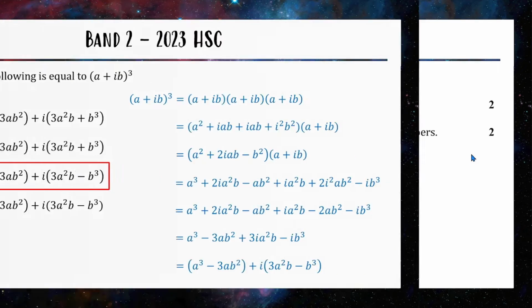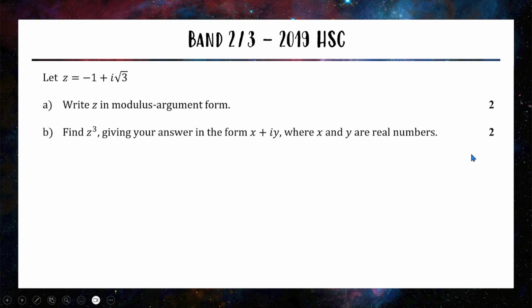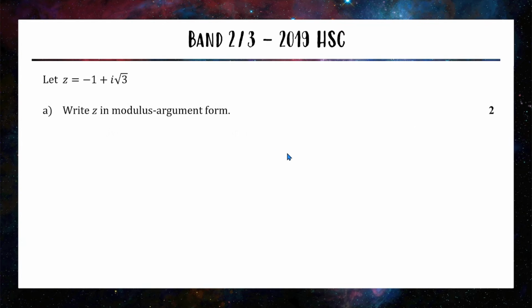Let's move on to a band 2-3 level question from the 2019 HSC. We've got 2 parts, 4 marks in total. Complex number z = -1 + i√3. For 2 marks, we want to write that in mod arg form, which is also known as polar form. After we do that, we're going to find the value of z to the power of 3, leaving our answer in Cartesian form. Okay, starting off with part i.